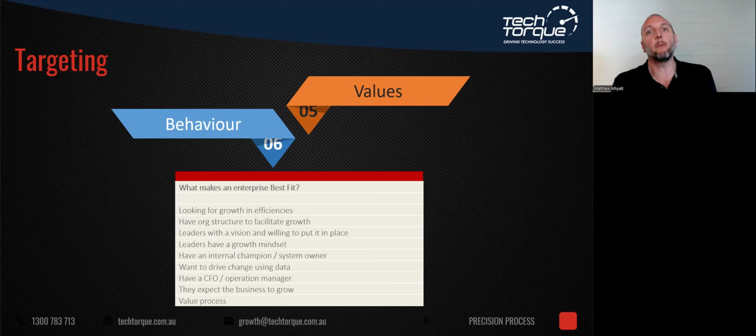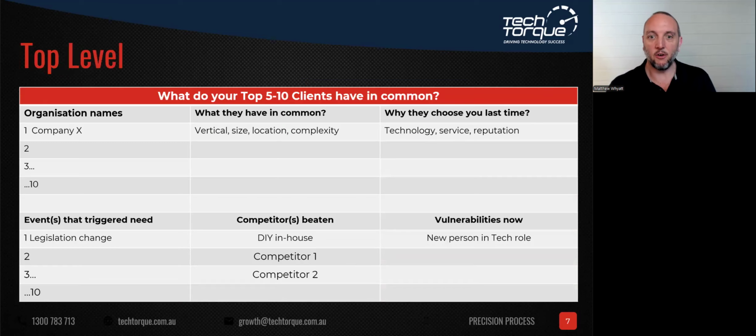Okay, so once you've developed your list of customers, the next step I want you to do is think about the top 5 to 10 clients that you found there. So write down the values, you get those customers, then you write what they've got in common, which is the stuff you can find on LinkedIn: vertical, size, location, complexity, ownership model, that type of stuff. Why they chose you, the events that triggered the need. This is a wonderful thing.